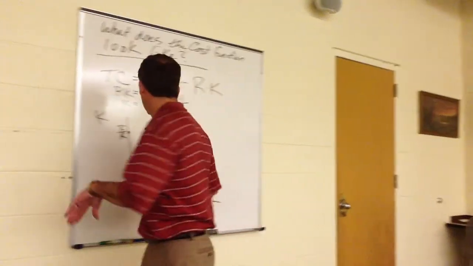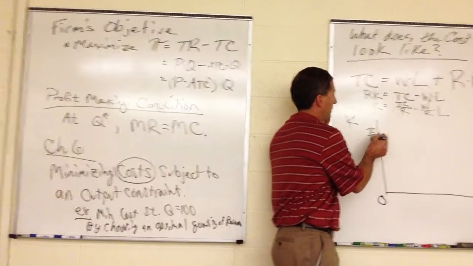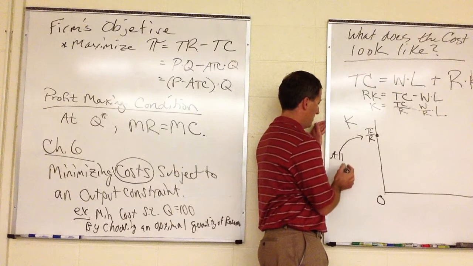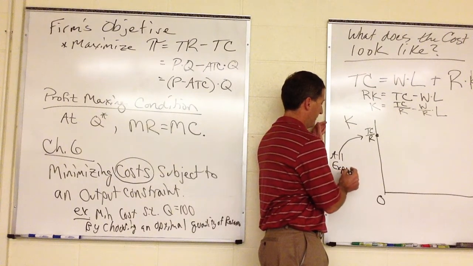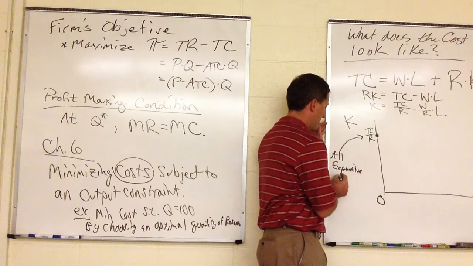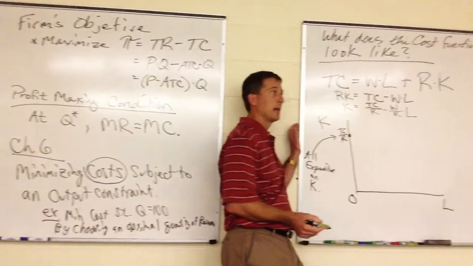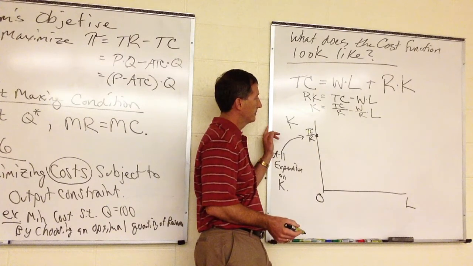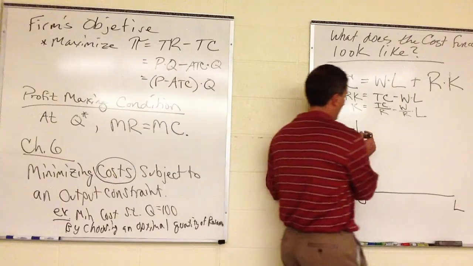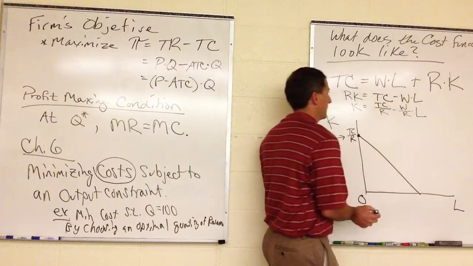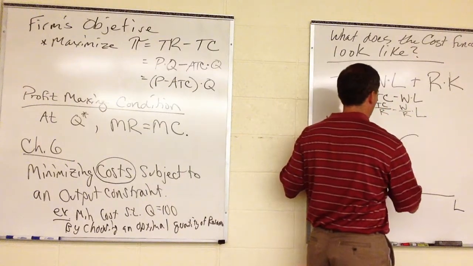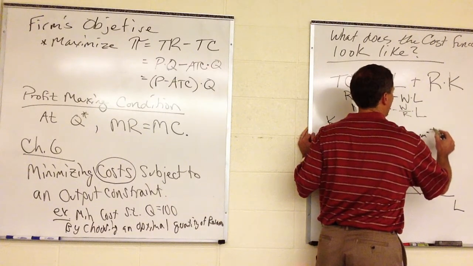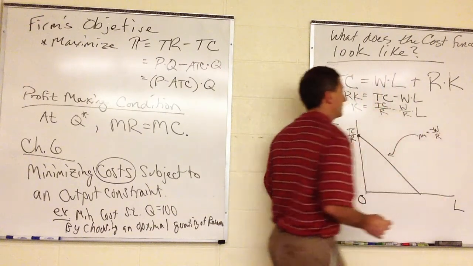Good. So I'm glad you brought up labor 0. So think about all money spent, all expenditure, is on capital at that endpoint. All right, and hopefully we got that the slope of this thing is negative W over R, equals negative W over R.